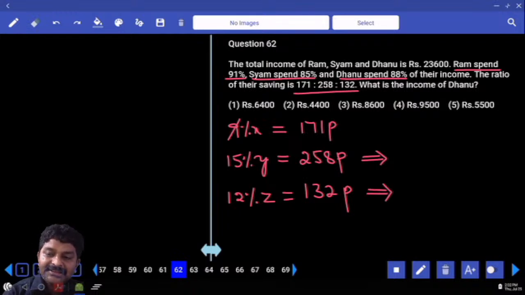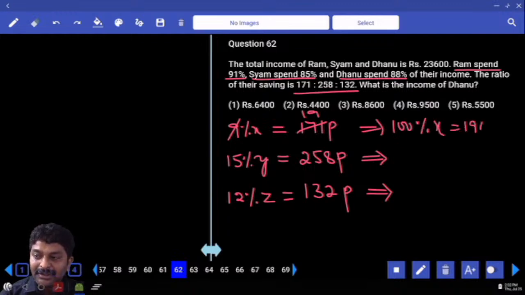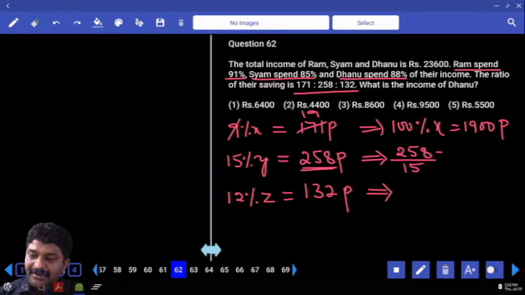Now calculate this. 9 how many times? 19 times. From this, 100% of X is equal to 1900 parts only. The question is about Dhanu, but we need to talk about all. Now 15% is equal to this number, 258. Then 1% value is equal to 258 divided by 15. And we need 100%, so into 100.